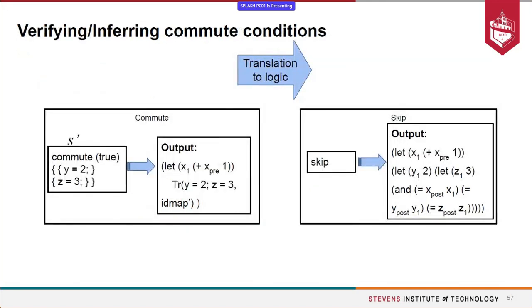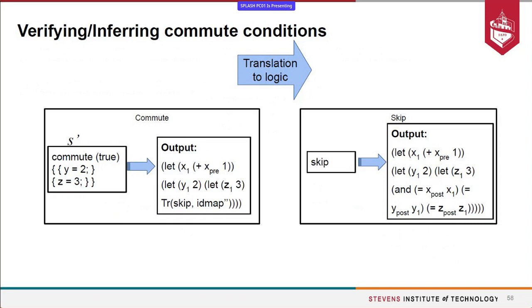Now, the cool thing about translating the commute statement is that by assumption, it doesn't matter which order we pick the statements to execute in. So we can just pick an arbitrary order. Let's just use the order that they're written in, so we can translate this commute into however we would translate the sequential composition of these two statements, which we already know how to do. For assignment, we're just going to create a binding for y and let it be 2, and create a binding for z and let it be 3.